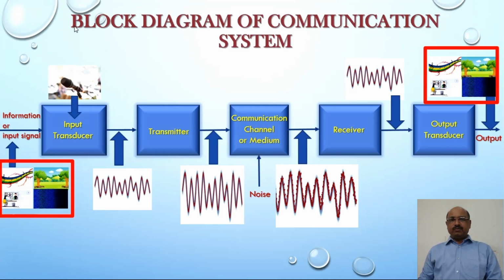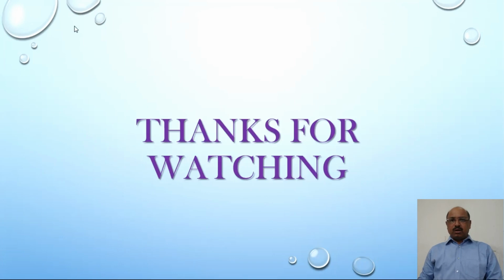In the next video we will learn about the classification of electronic communication systems based on the direction of communication, the nature of the information signal, and the techniques of signal transmission.